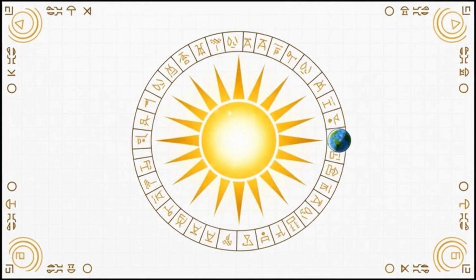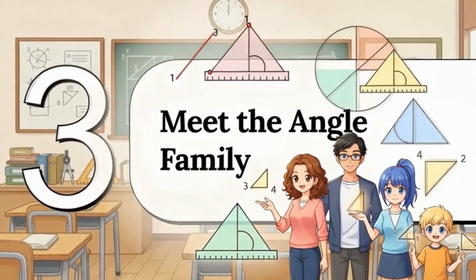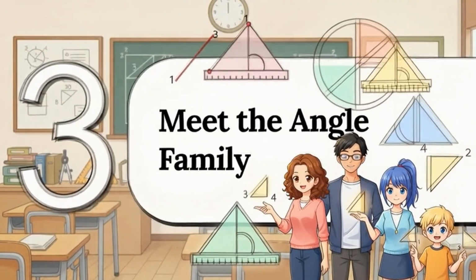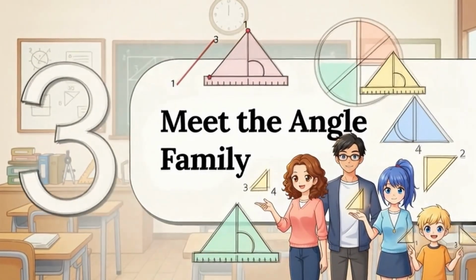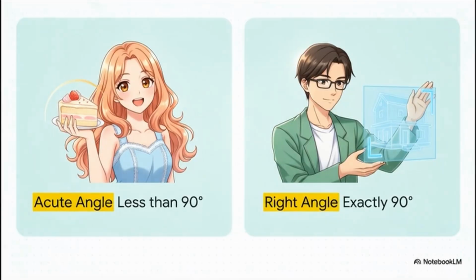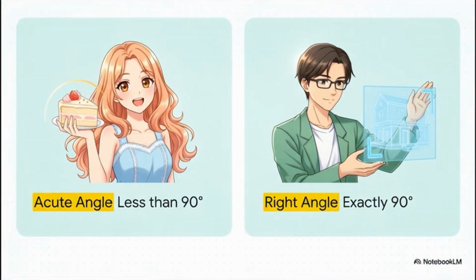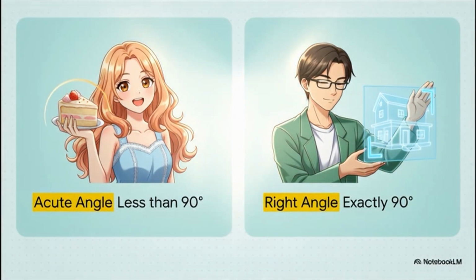Wild, right? Okay, so now that we know why we're working with 360 degrees, we can finally give proper names to all those different angles we saw on the clock. It's time to meet the angle family. First up, we have the acute angle. These are any angles less than 90 degrees. An easy way to remember it? It's a cute little angle, small and sharp.